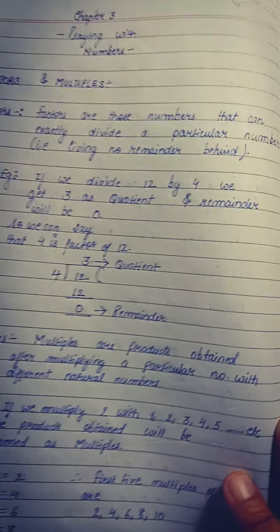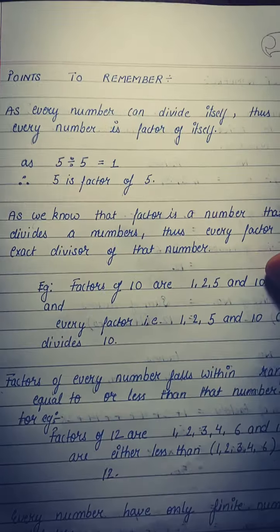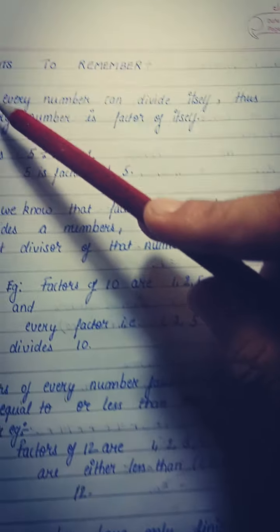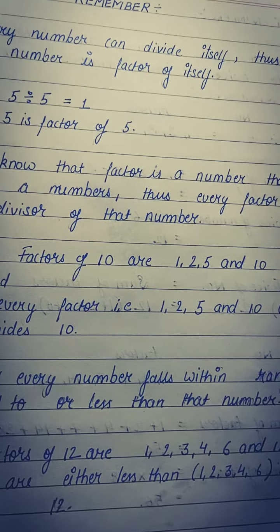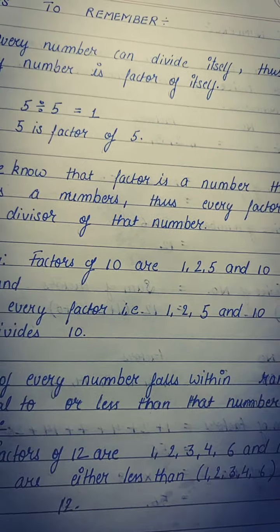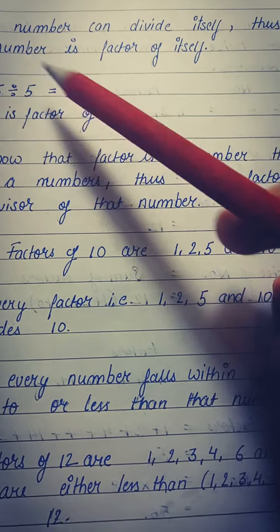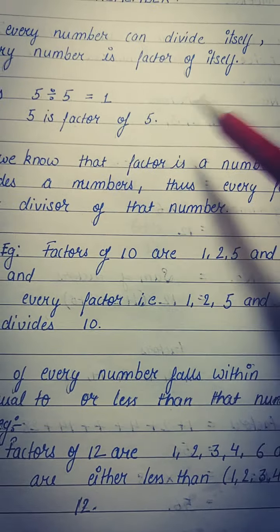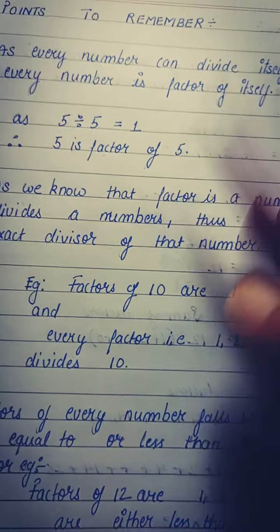Now there are certain points, or you can say rules, regarding factors and multiples. According to the first rule, as every number can divide itself, every number is a factor of itself. For example, if I divide 5 by 5, I will receive 1, so 5 is a factor of 5. Each and every number is a factor of itself.